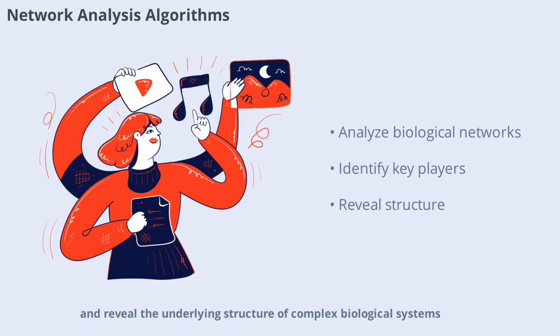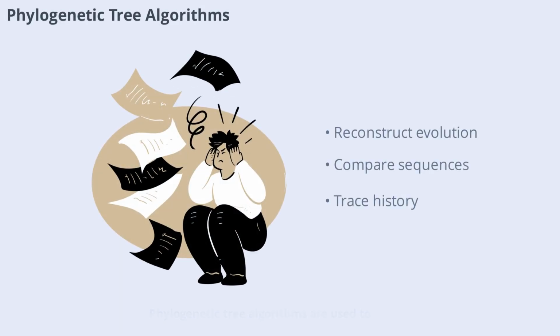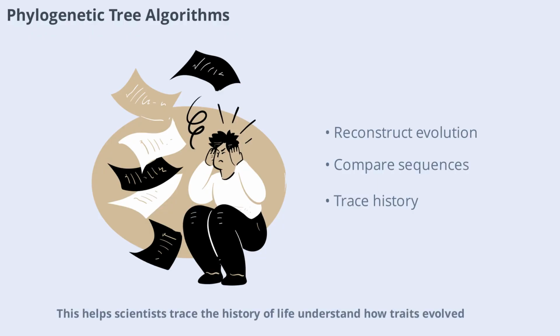Phylogenetic tree algorithms are used to reconstruct the evolutionary relationship between organisms. By comparing genetic sequences, these algorithms build trees that show how species are related. This helps scientists trace the history of life, understand how traits evolved, and identify common ancestors. Phylogenetic analysis is a cornerstone of evolutionary biology, made possible by powerful algorithms.